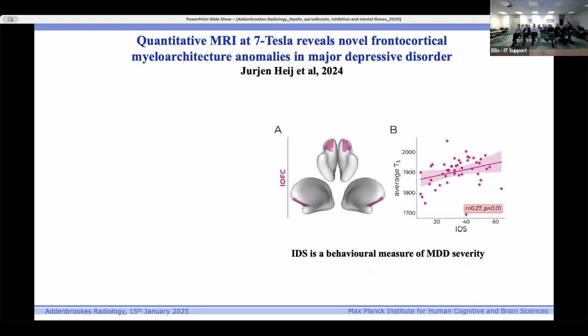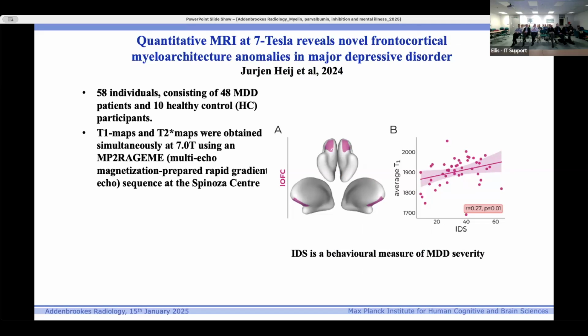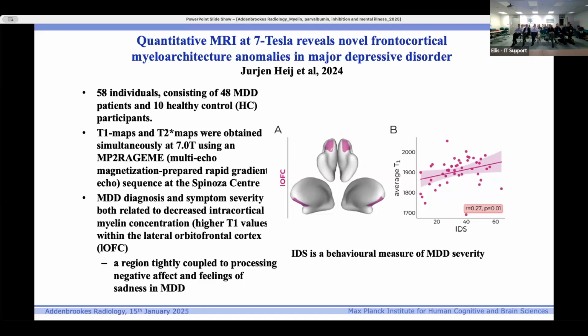This is now work done at the Spinoza Center in Amsterdam, where I used to be an honorary professor. They looked at major depressive disorder patients and healthy controls, and they found that it was areas in the inferior, or the orbitofrontal cortex, shall I say, lateral orbitofrontal cortex, which were less myelinated than normals, using T1 as the index of myelin.